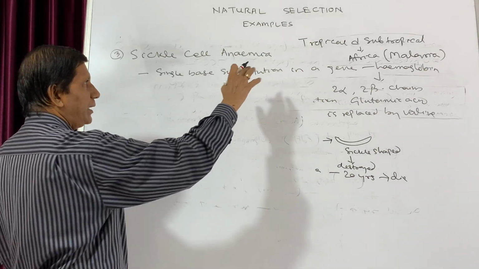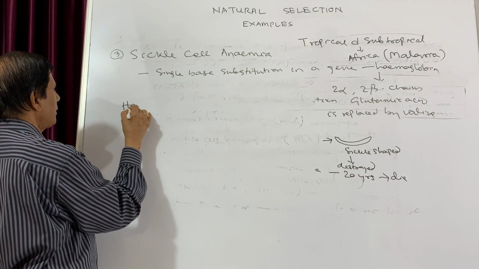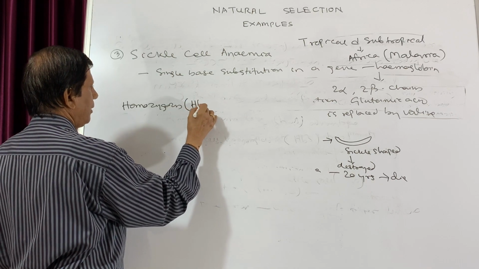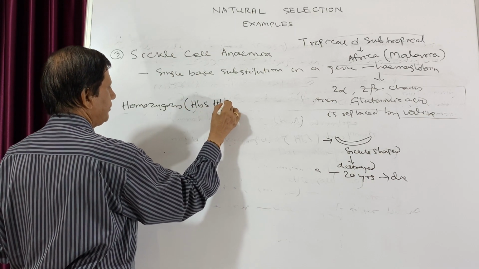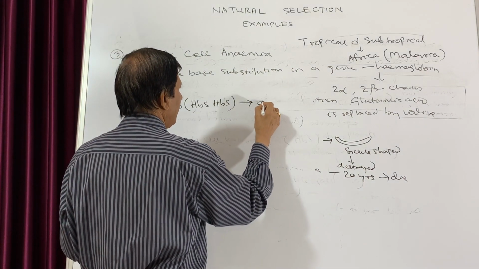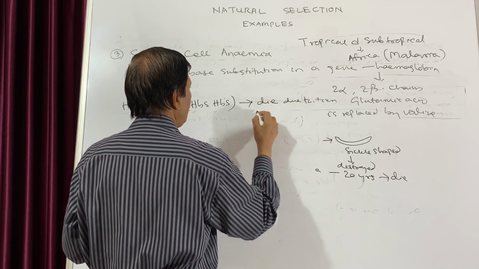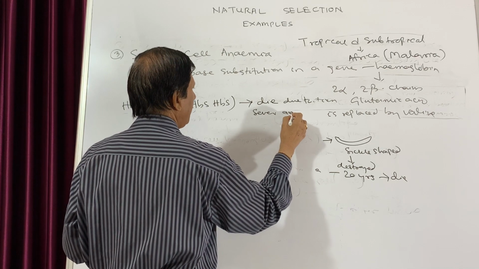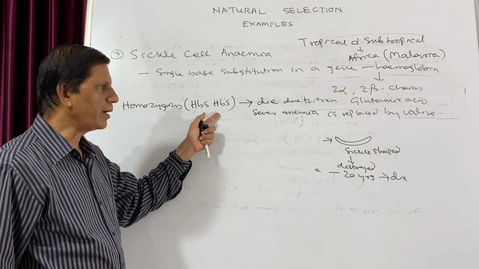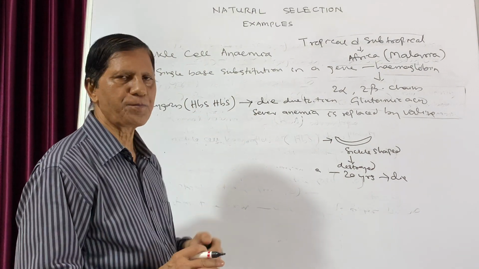Now in the tropical and subtropical Africa areas, if a person is homozygous for the sickle cell, what will happen? The person will die due to severe anemia. Because homozygous for this hemoglobin, it is sickle cell hemoglobin, so the person will not survive, will die.